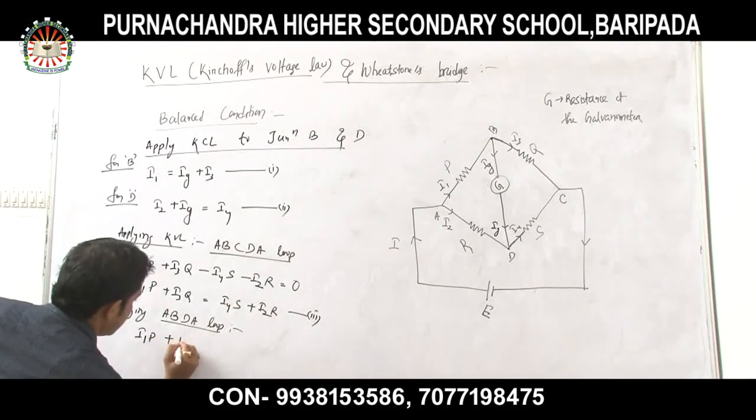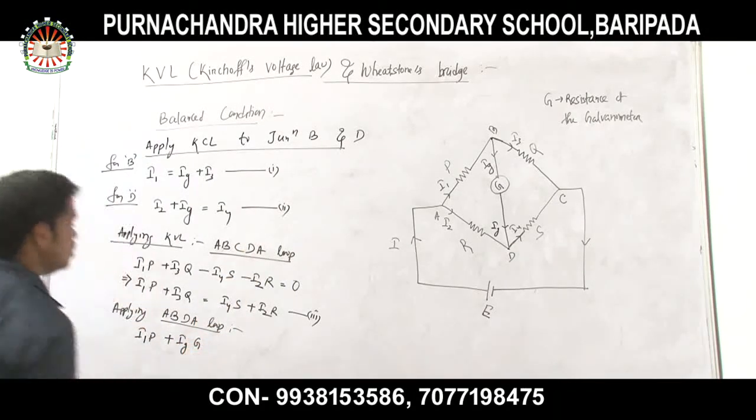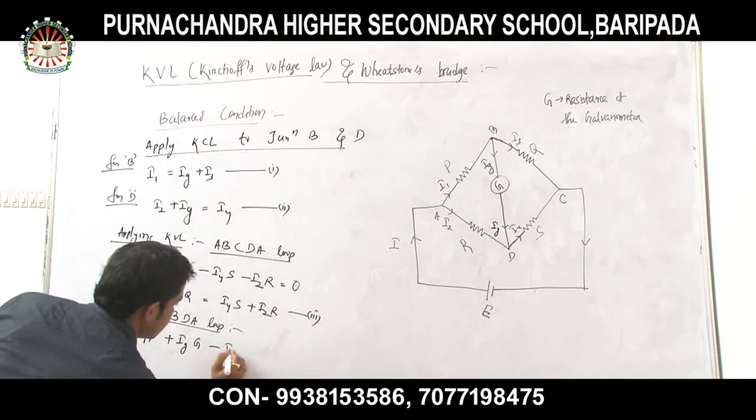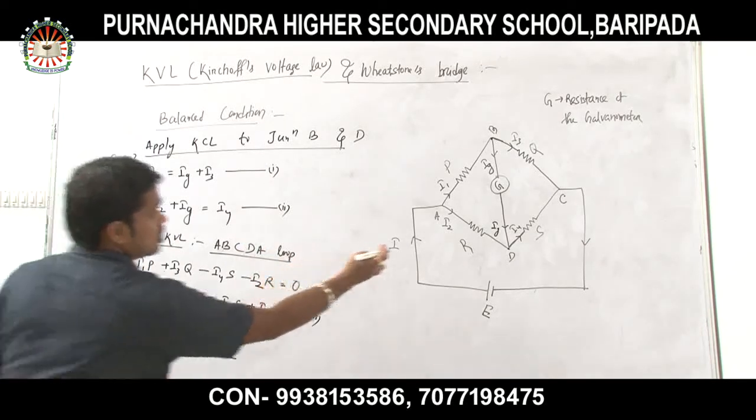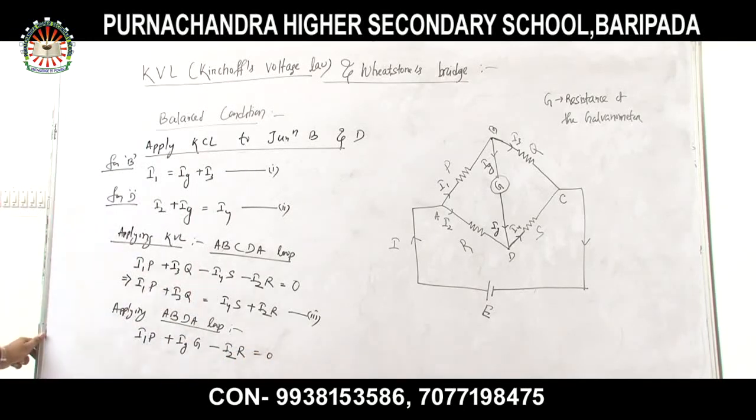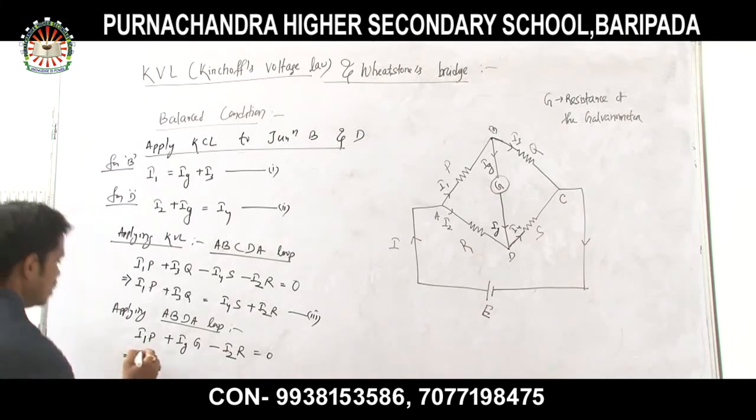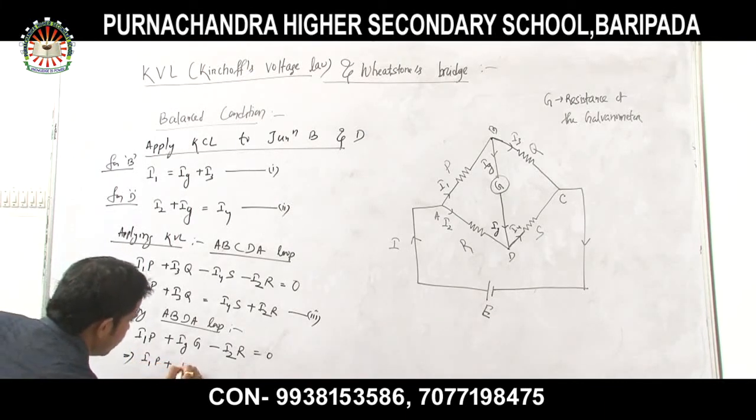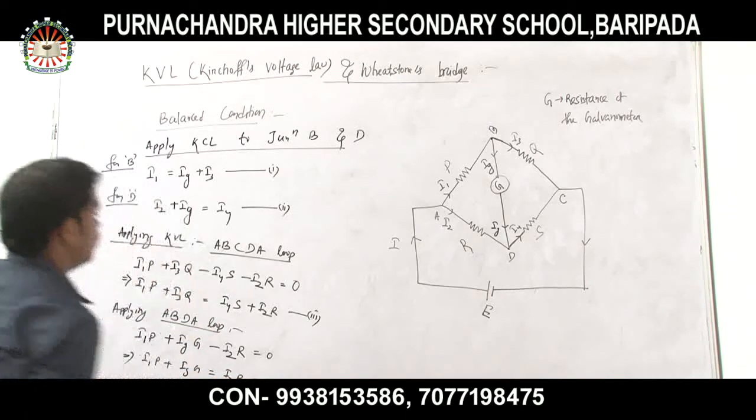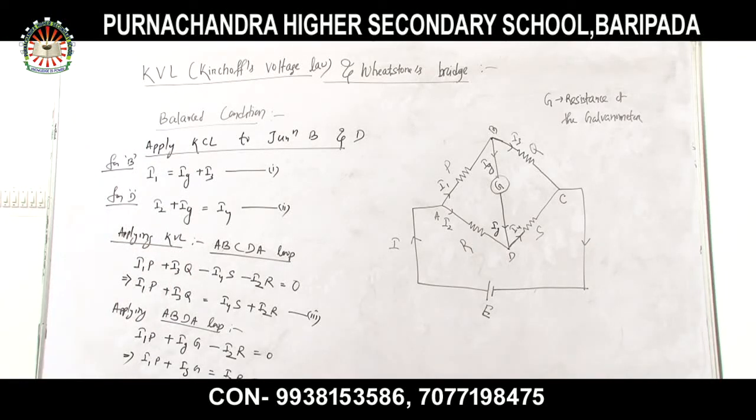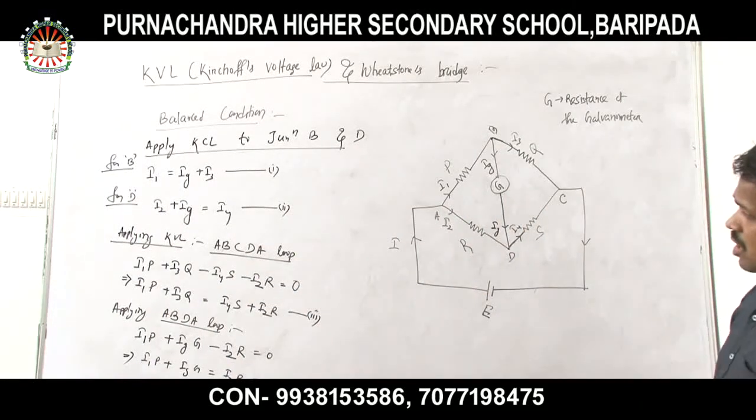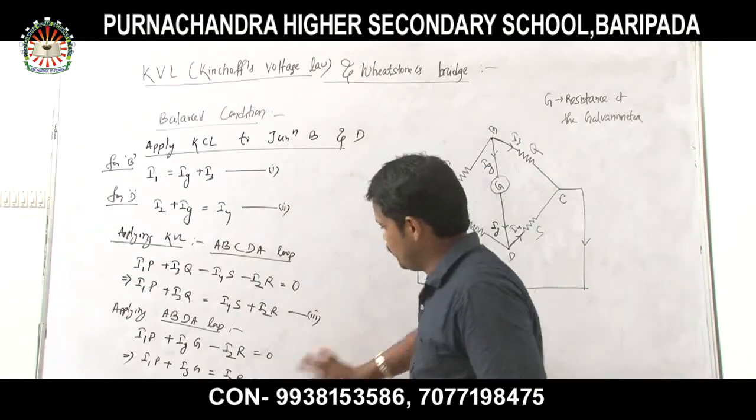I1P plus IGG. Then minus I2R, because this is anti-clockwise facing R, is equal to 0. So that implies I1P plus IGG is equal to I2R. Equation number 4. So now, applying these, very simple. We have got equations 1, 2, 3, 4.